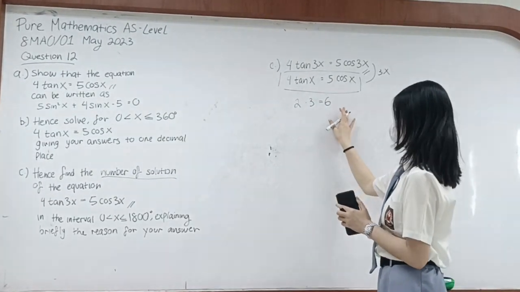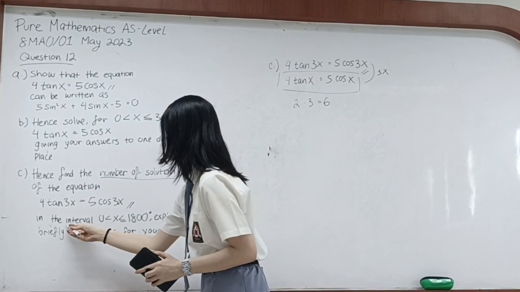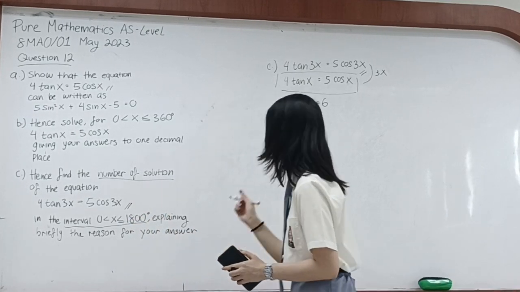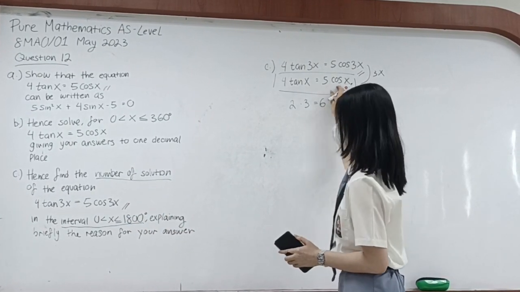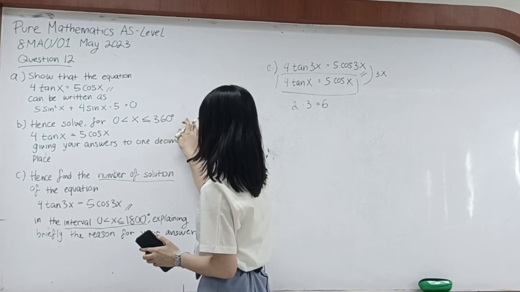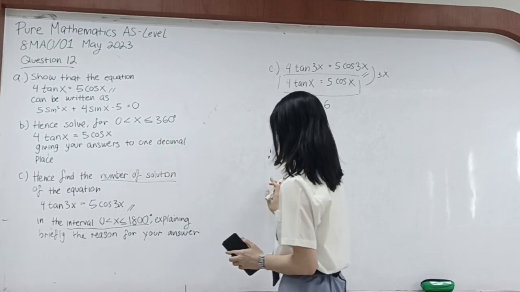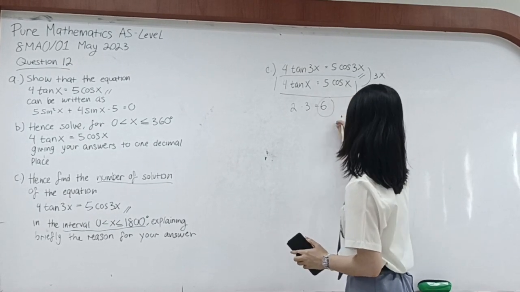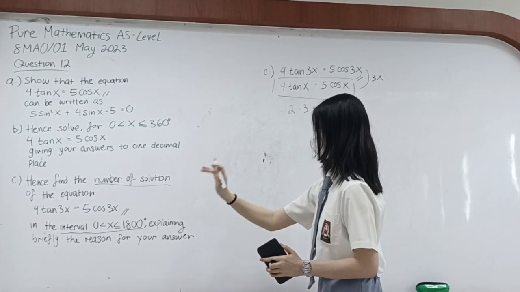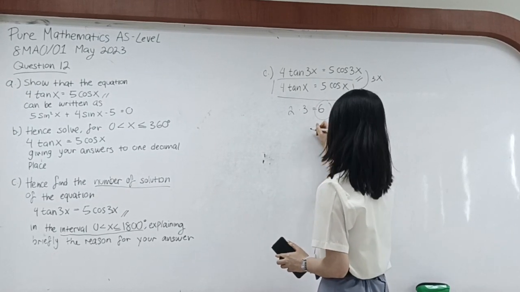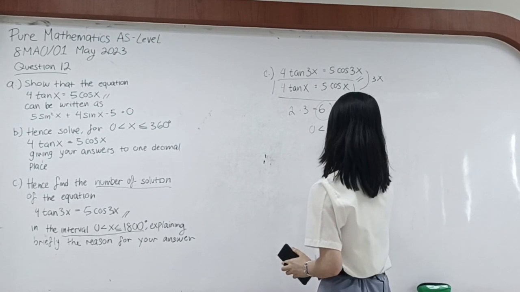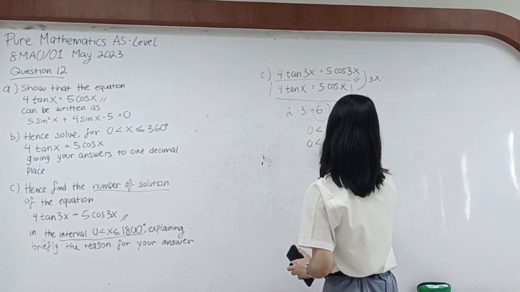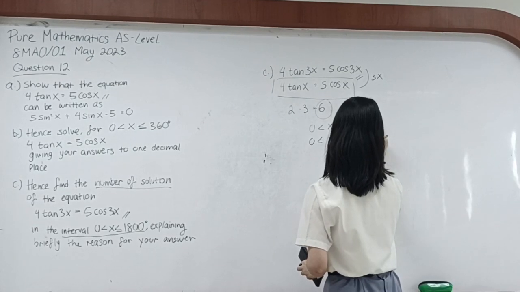But wait, we can't just end here, because it says in the interval, the domain, 0 to 1,800. Meanwhile, the first equation is only within the domain of between 0 and 360 degrees. So now that we've gotten our new number, 6, let's compare the domains between the two equations. The first one is between 0 and 360 degrees, and the second one is between 0 and 1,800 degrees.